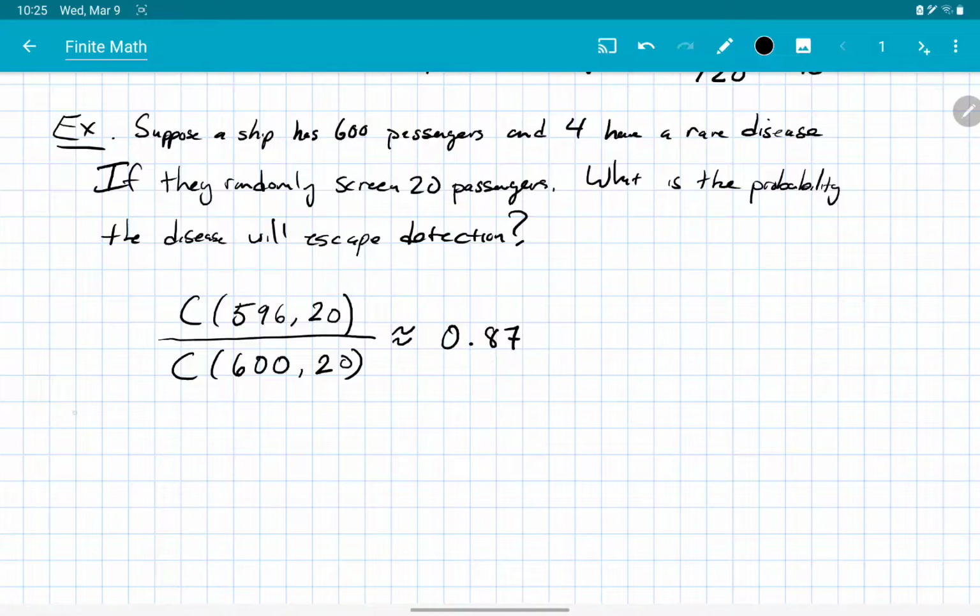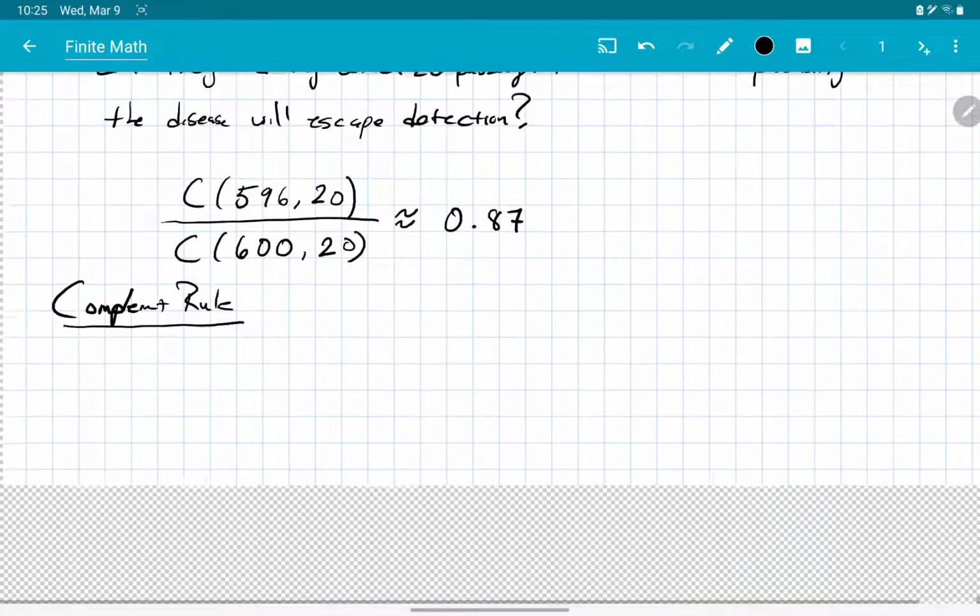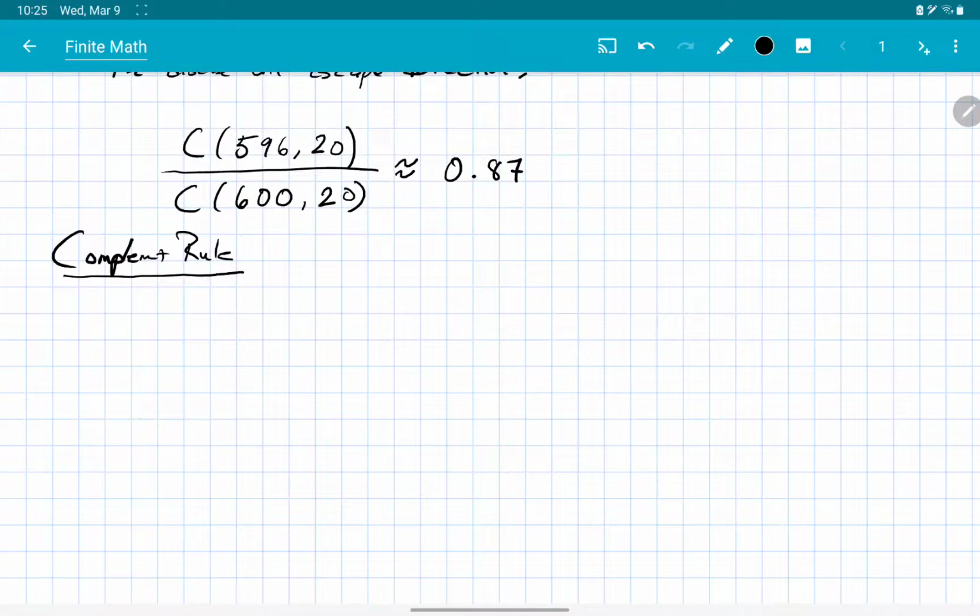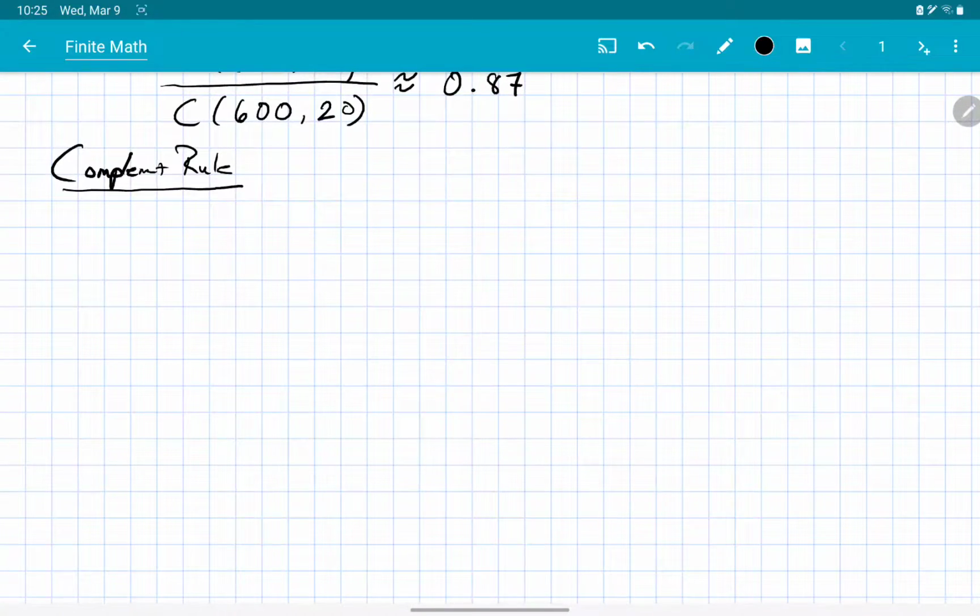Okay. The next rule is the complement rule. It says, let E be any event and E prime its complement. So E has a number of outcomes in it. E prime has all of the other outcomes. That's what we mean by complement.